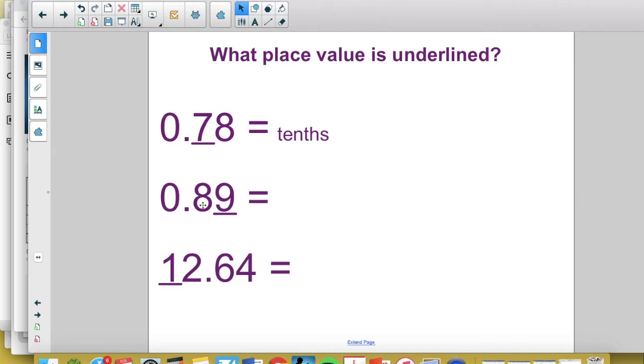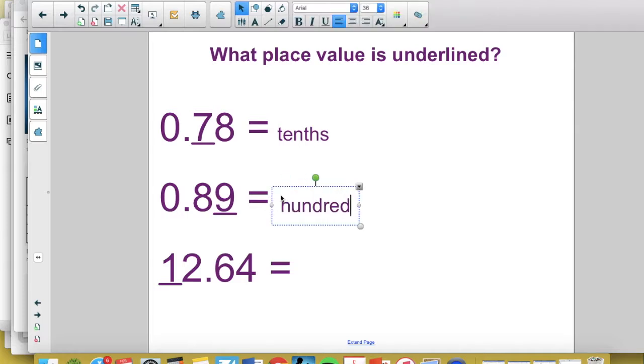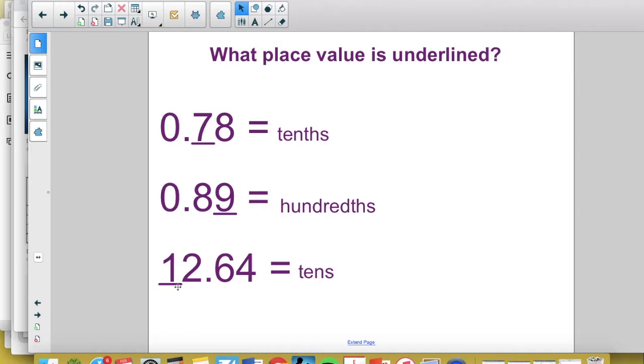Our next one is 0.89. It is 2 places from the decimal point, so this 9 is in the hundredths. I would read this decimal as 0 and 89 hundredths. This 1 is in the tens place. Now notice this is just the regular tens place. This is before the decimal point, so it's a regular whole number. Just make sure that you spell tens normally, but when you're talking about the decimal place, it's tenths.